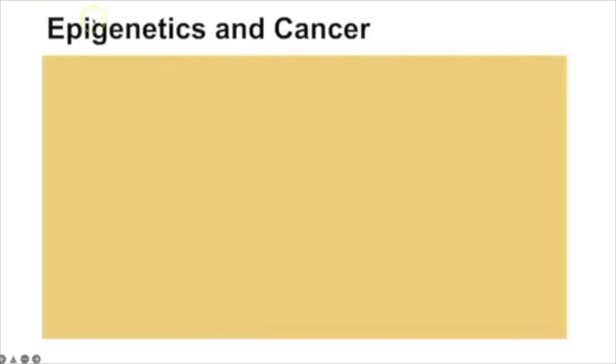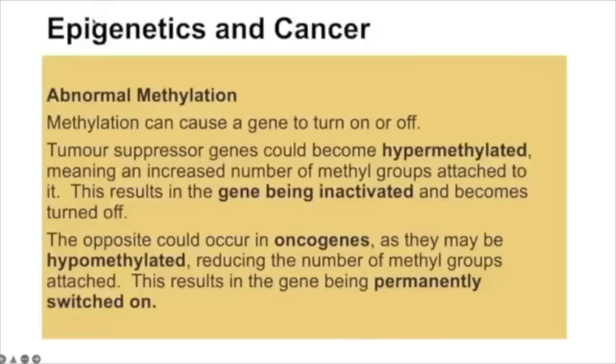Now, we said that epigenetics can also link to the cause of tumours, and that was because of abnormal methylation. So we looked at how methylation can cause genes to be turned on or off, and if a tumour suppressor gene becomes hypermethylated, that would mean there's an increased number of methyl groups bound to it, and that results in the gene being inactive and it is switched off. So if that happened to a tumour suppressor gene, that means that protein won't be produced that slows down the cell division in the cell cycle.